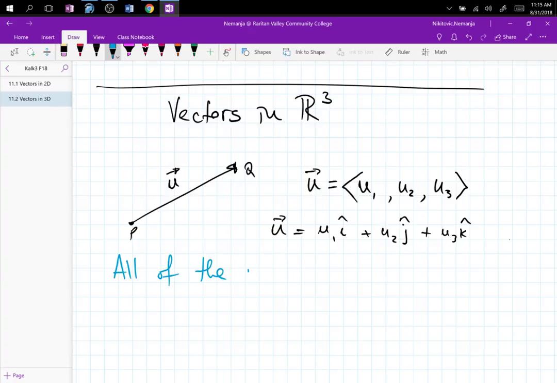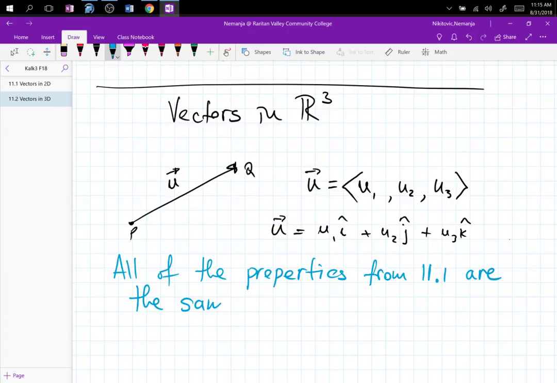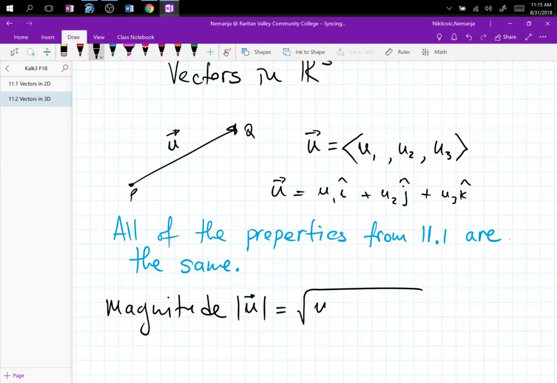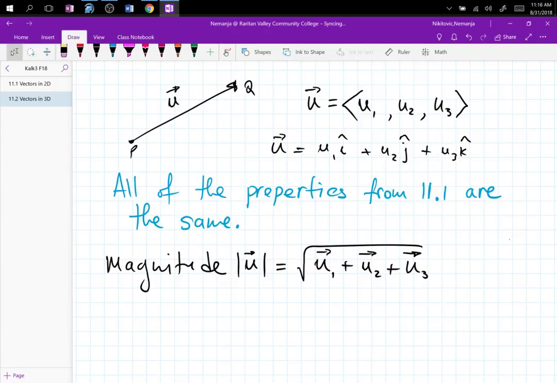All of the properties from 11.1 are the same. I'm not going to write those 10 properties again. Your magnitude of vector U is going to be given by the Euclidean distance again. We don't deal with direction. I told you about that already. But I need you to know, especially if you go to your physics and statics classes, that there are ways to deal with the direction for 3D vectors. If you want to explore those, please stop by.